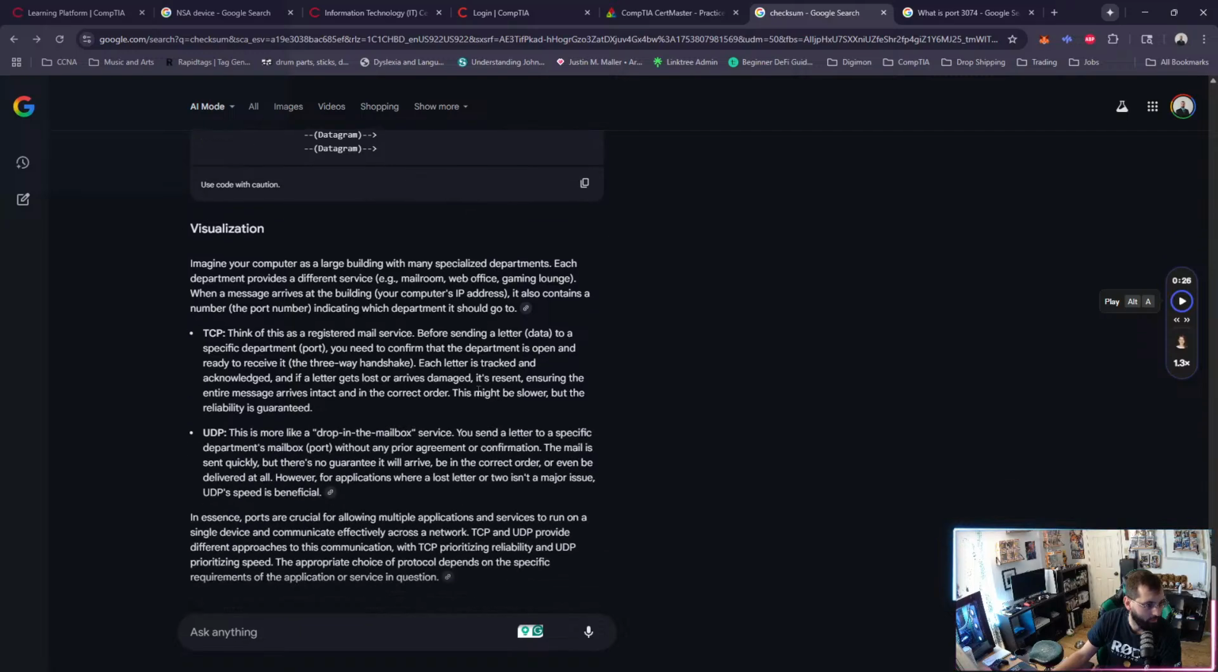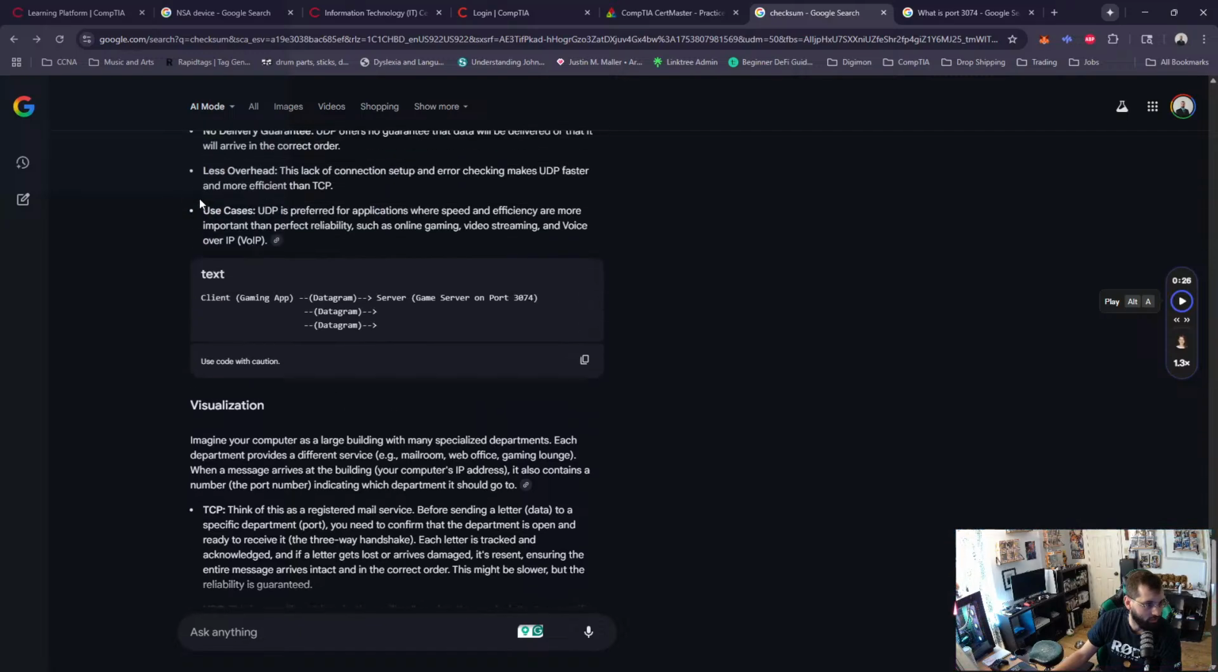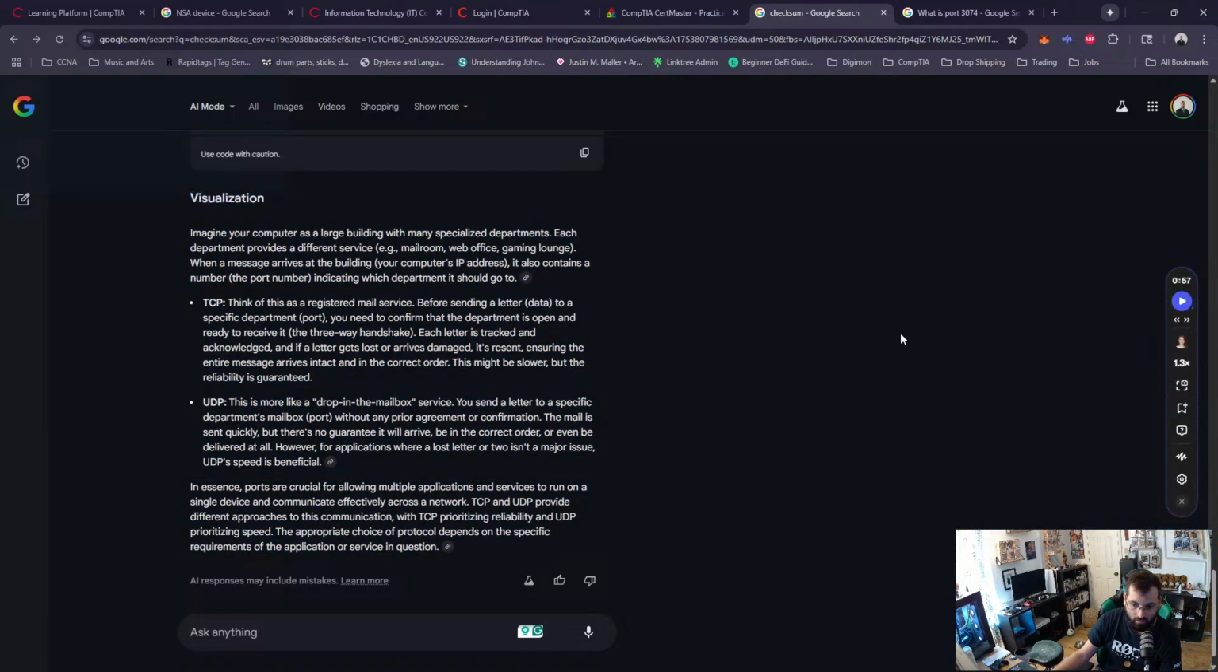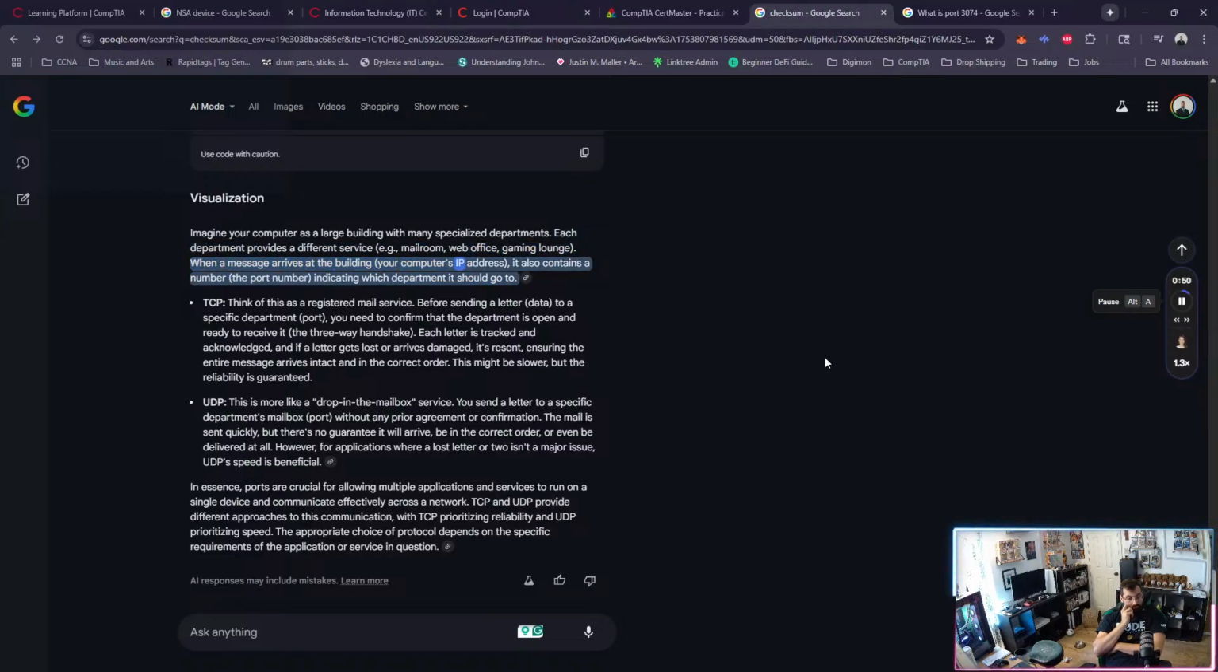Okay, here we are. Give me a visualization. Visualization: imagine your computer as a large building with many specialized departments. Each department provides a different service, for example, mailroom, web office, gaming lounge. When a message arrives at the building, your computer's IP address, it also contains a number, the port number, indicating which department it should go to.